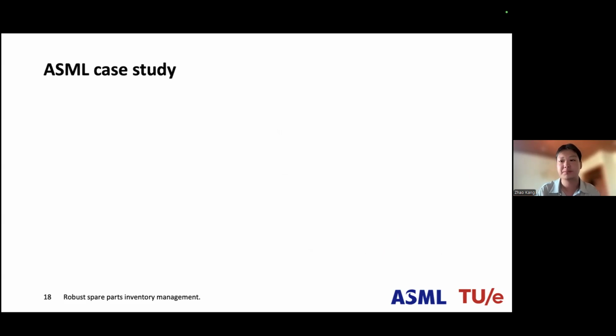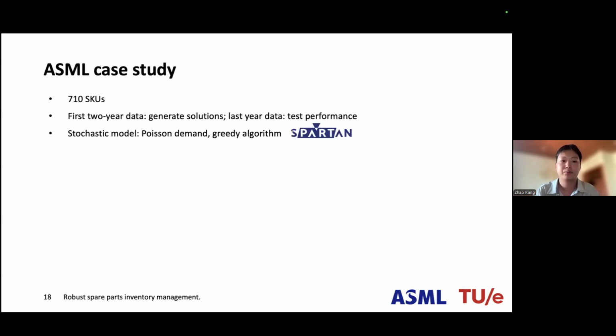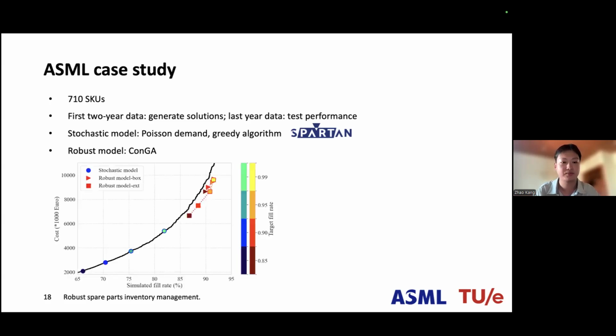Finally, I want to go to the ASML case study. We consider 710 SKUs. For these SKUs, we used the first 2 years of data to generate solutions and the final year of data to test their performance. And we compared our robust model with the stochastic model, because this is one typically used at ASML and other companies in industry. For the stochastic model here, we consider the Poisson demand and greedy algorithms to solve it, and we call it SPAR10. For the robust model, here we consider the constraint generation algorithms to solve it.